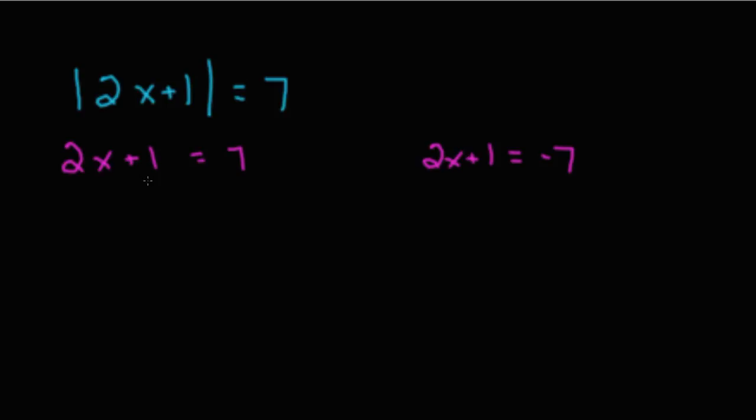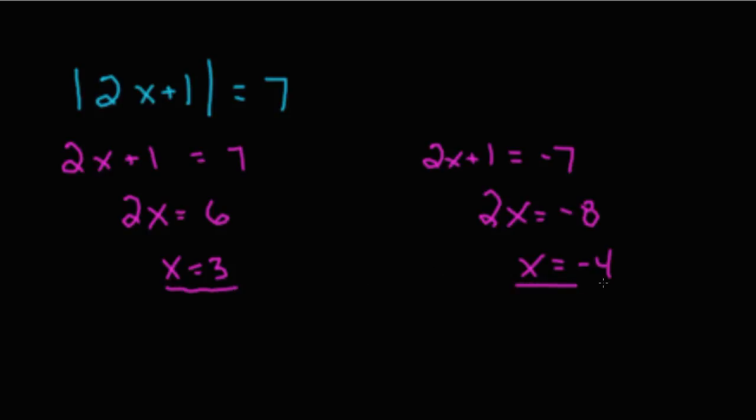So 2x plus 1 equals 7. If we subtract 1 from both sides, we'll get 2x equals 6. We divide both sides by 2, we get x equals 3. Now 2x plus 1 equals a -7. We subtract 1 from both sides, we'll get 2x equals -8. So x equals -4. So those are two possible solutions here: x equals 3 and x equals -4.